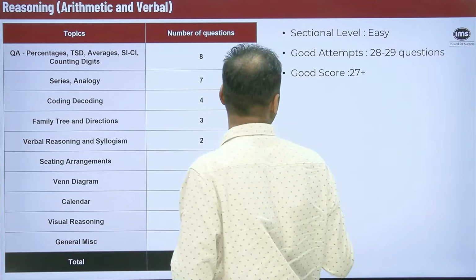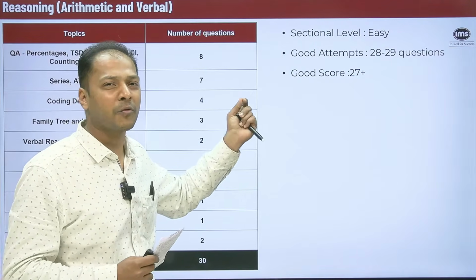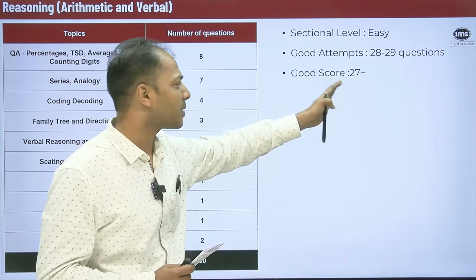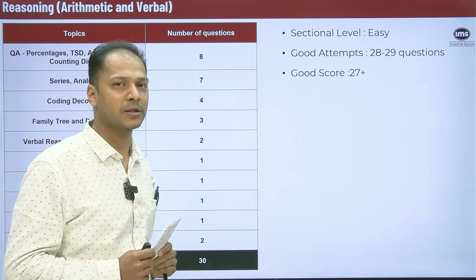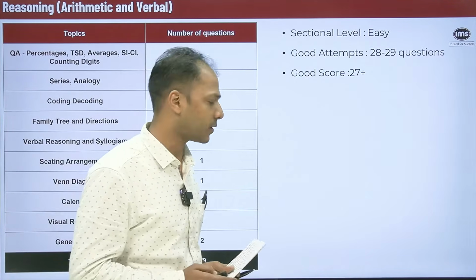Overall, the sectional difficulty was easy for me. Barring a couple of questions, you could have attempted almost all. So 28 would be a good number of attempts. Maybe 26, 27 is a good score that you should be aiming for in this section. So 27 would be a good score as per my understanding.